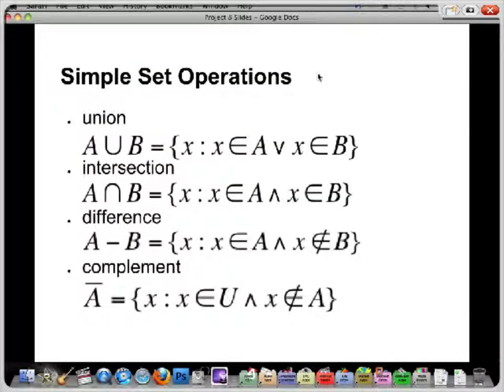So since a relation is just a set, all of the simple set operations do apply to it. So you can use a union, you can use an intersection, difference, complement, and they all work exactly like a normal set. The only thing you need to remember is that a relation is an n-tuple, so you need to remember both elements of the n-tuple.